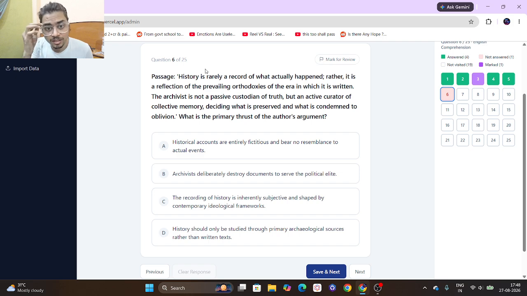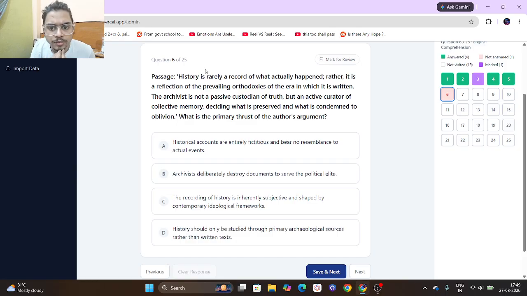History is rarely a record of what actually happened. Rather, it is a reflection of the prevailing orthodoxies of the era in which it is written. The archivist is not a passive custodian of the truth, but an active curator of collective memory, deciding what is preserved and what is condemned to oblivion. What is the primary thrust of the author's argument?